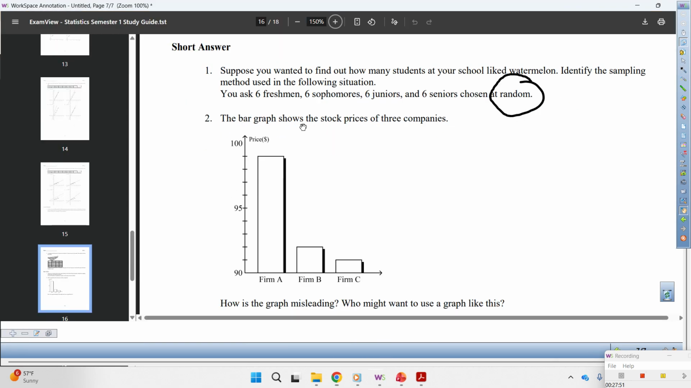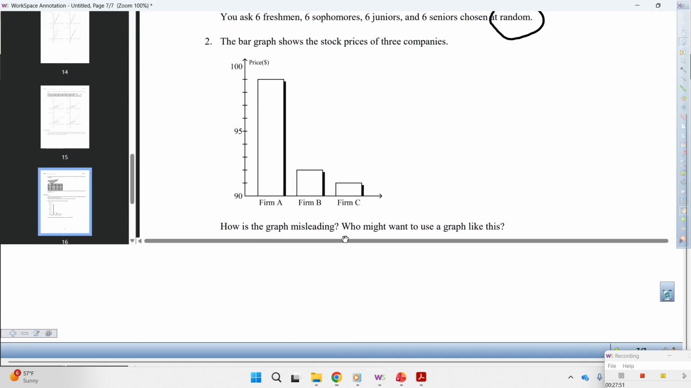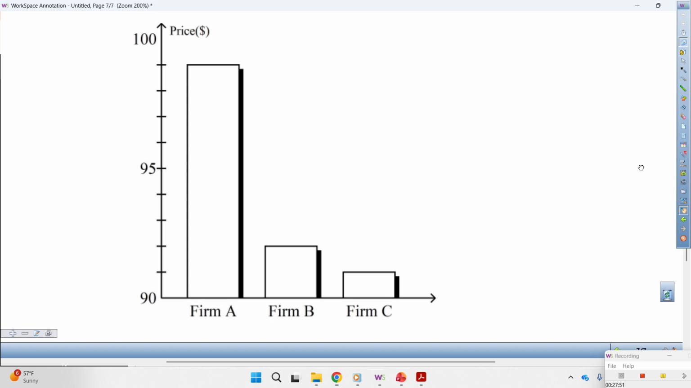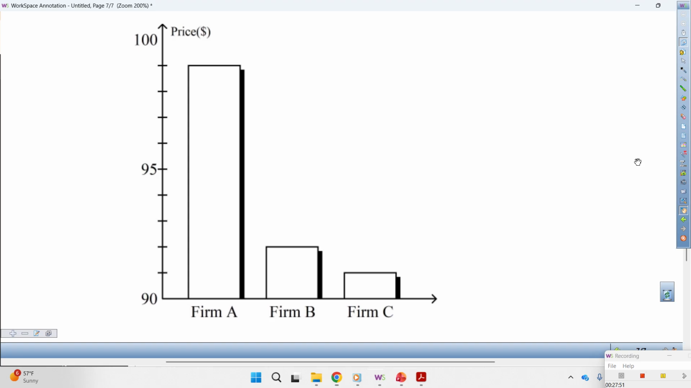It says, the bar graph shows the stock prices of 3 companies. Focus on this one. Here it goes. Firm A, Firm B, and Firm C. Look up, please. How is the graph misleading? Because it is misleading. Talk to your neighbor. How is it misleading? Look at the graph. Tell your neighbor why it's misleading.